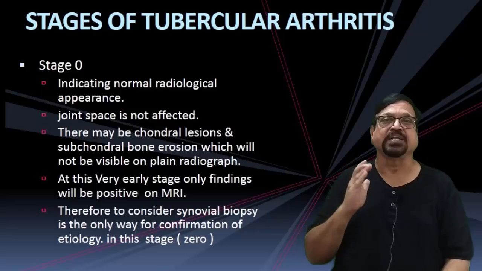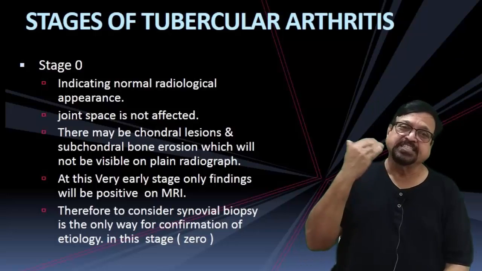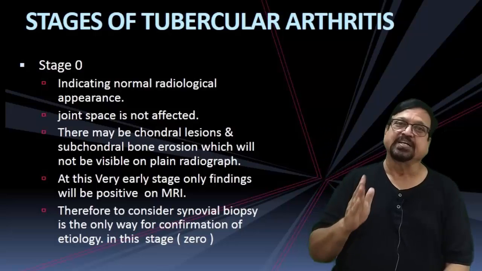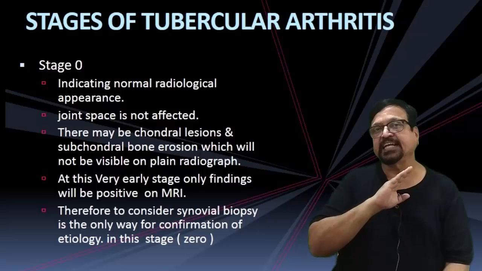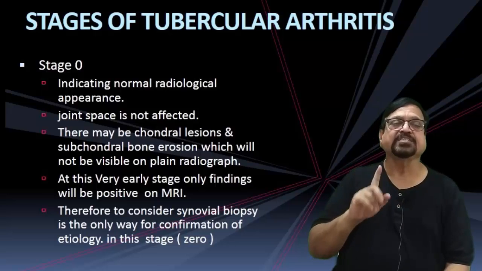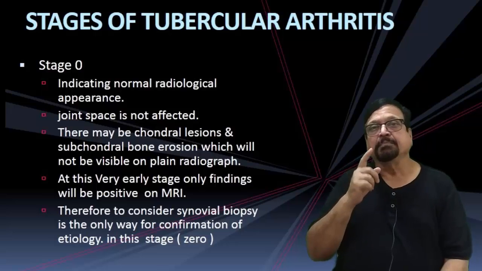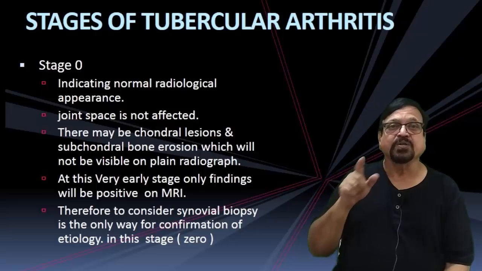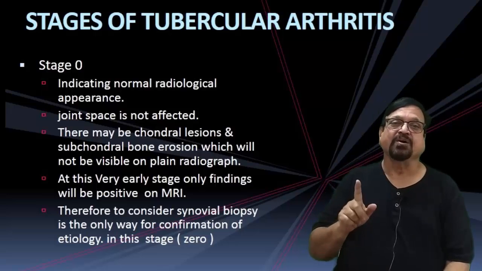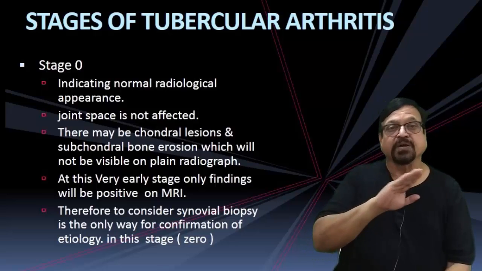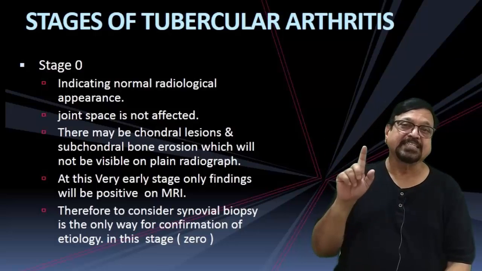What happens in stage 1? Now stage 1 will go after stage 0. So first is stage 0. Stage 0 indicates normal radiographic appearance. Plain X-ray is normal. Joint space is not affected. There may be chondral lesions or subchondral bone erosion lesions, but they are not seen on plain radiography. So we are not saying they are not there, but we are saying they are not seen on the X-ray. So that is stage 0.